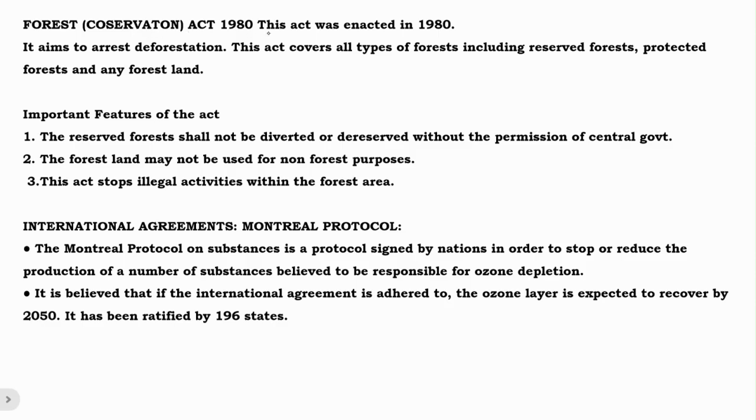Forest Conservation Act, 1980. The act was enacted in 1980. The aim was to prevent forest deforestation. This act covers all types of forest, including reserved forest, protected forest, and any forest land. Features: reserved forest shall not be de-reserved without permission of the central government. The forest land may not be used for non-forest purposes. This act stopped illegal activities within the forest area.